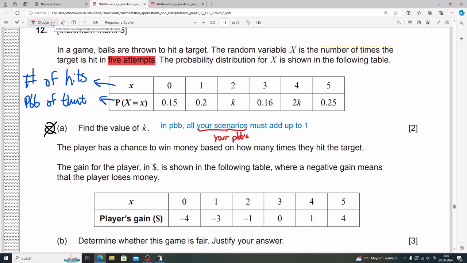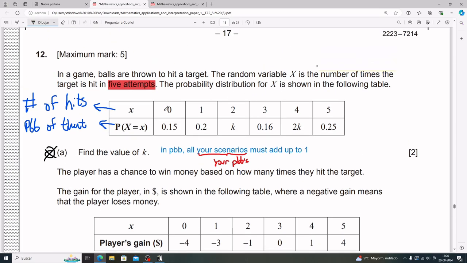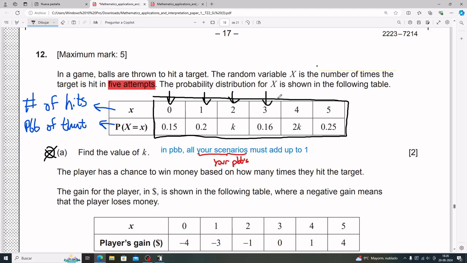All right? This is the thing. You have 6 scenarios here for landing it. In this case, right? You're trying to hit a target 5 times. You have 6 scenarios. You either land 0 times, 1 time, 2 times, 3 times, 4 times, 5 times. There is nothing more, nothing less. You can't land it -1 times. You can't land it 6 times. It's only 0, 1, 2, 3, 4, or 5. And respectively, the probabilities have to add up to 1.